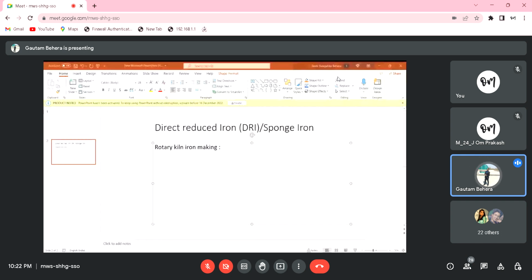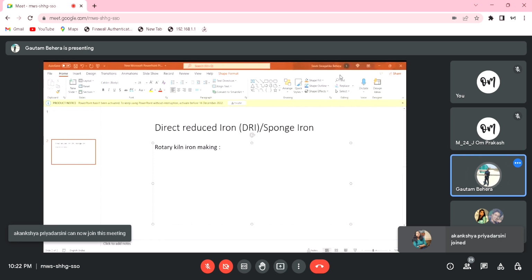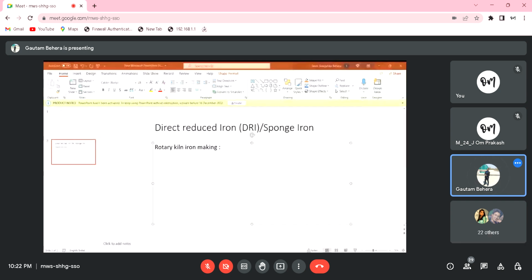Now, this sponge iron or DRI, we can produce by two techniques: one is called the coal-based process, and one is called the gas-based process. This classification is on the basis of the reducing agent we are going to use, because iron making is a reduction process, reducing iron ore to iron. Either we use a gaseous reducing agent, like natural gas, which contains methane, propane, butane, or we can use coal as a reductant. If we use coal as the reducing agent, it is called the coal-based process, and if we use natural gas, it is called the gas-based process. Many different techniques are there. The best example of a coal-based process is rotary kiln iron making, and a gas-based process is the Midrex process.